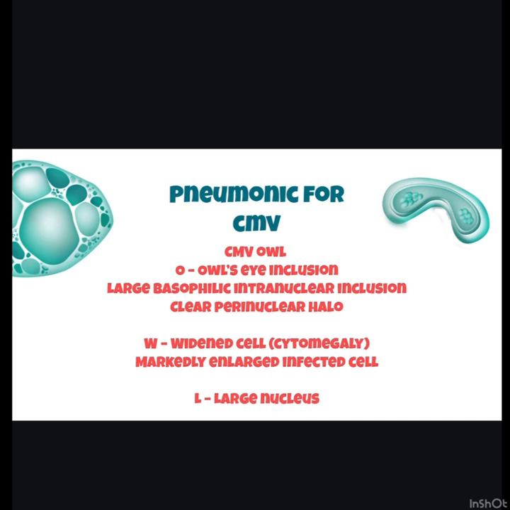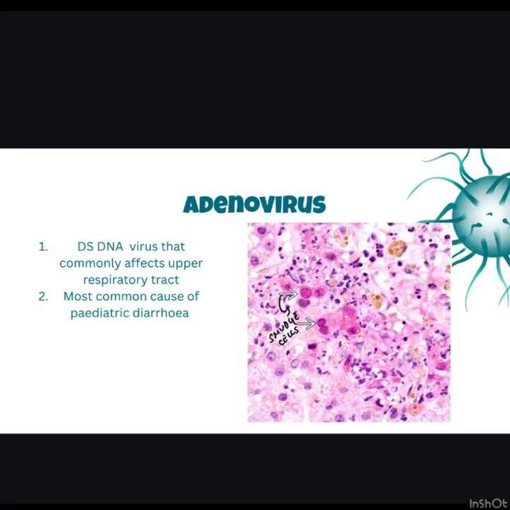So for exam going students and histopathologists again, here is a mnemonic for CMV, wherein you have "CMV owl." O is owl's eye inclusion, which is, like I discussed before, a basophilic intranuclear inclusion, and there is also perinuclear clearing which forms a halo. W is Weiden cell, which is cytomegaly, a very enlarged infected cell like I had shown before, and L is nothing but a large nucleus.